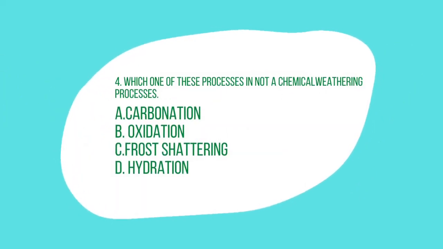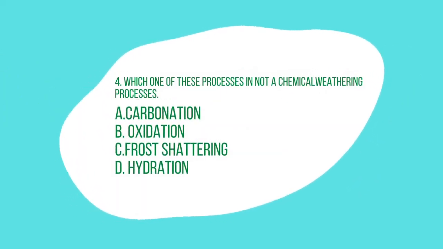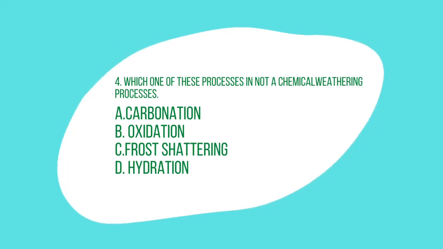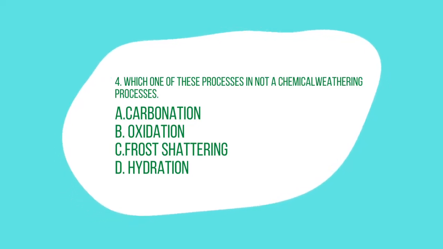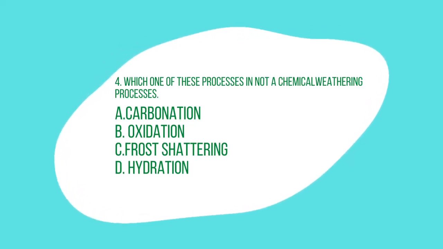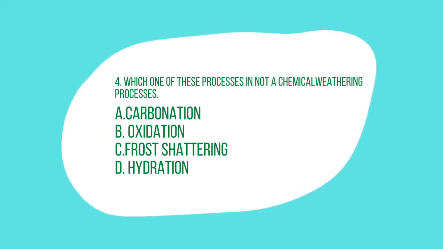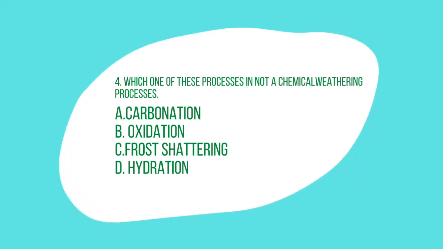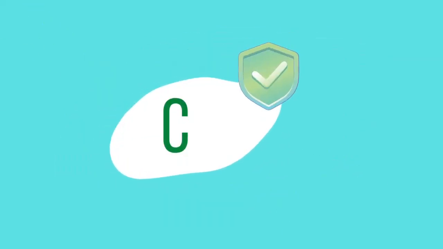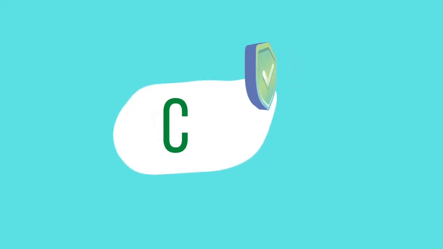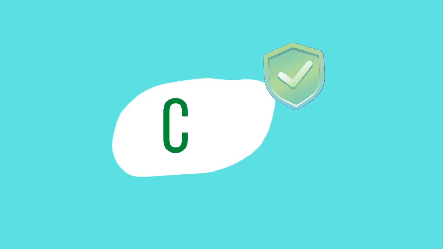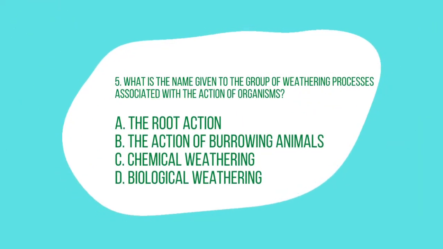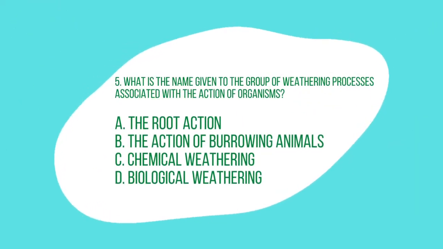Question number 4. Which one of these processes is not a chemical weathering process? Is it letter A, carbonation, B, oxidation, C, frost shattering, or D, hydration? If your answer is C, you are correct. Frost shattering is the process that is not considered as a chemical weathering process.